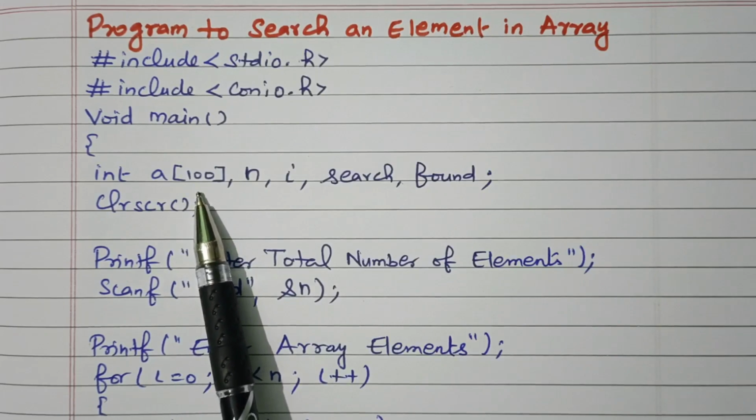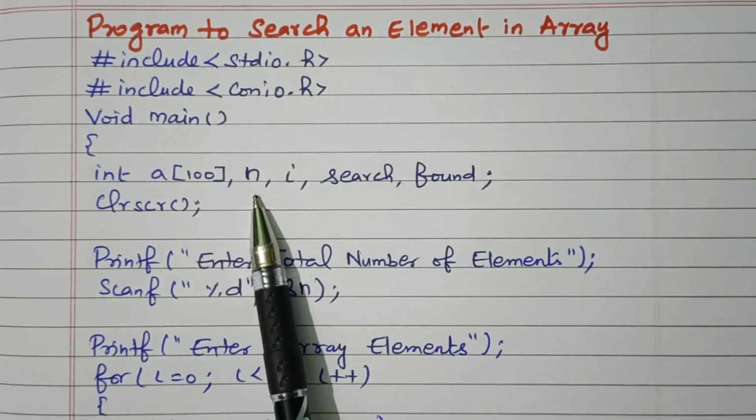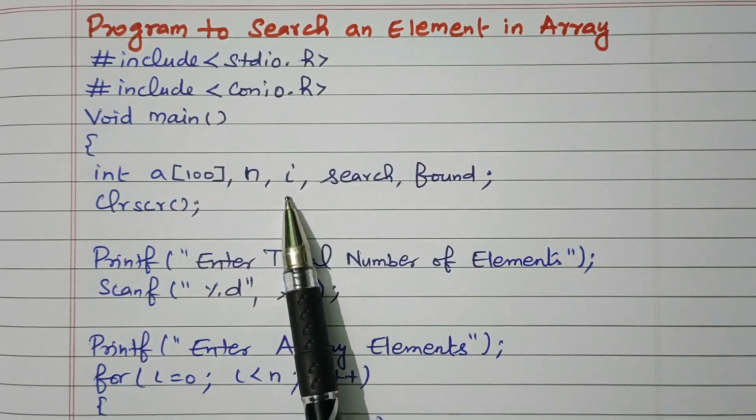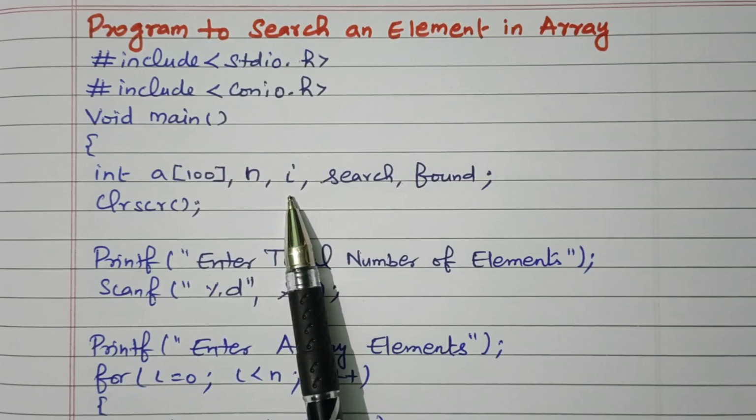Maximum we can store 100. So n is the number of elements, how many elements we are going to use. For a single dimensional array we need one for loop. For that we declare this variable i.